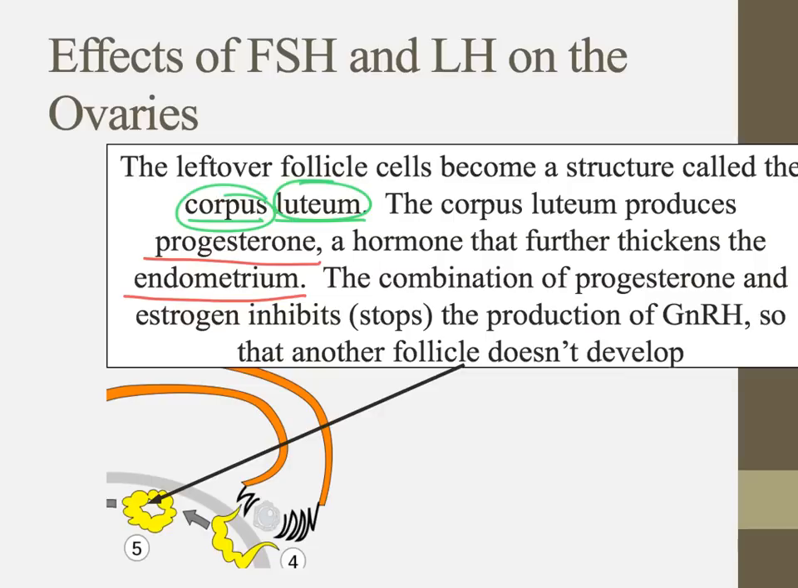The combination of progesterone and estrogen, so we had estrogen from the follicle and progesterone from the corpus luteum, inhibits or stops the production of GnRH. Remember, GnRH triggers the anterior pituitary to produce LH and FSH. But this combination tells it to stop doing that so that a follicle doesn't develop. Basically, we just ovulated. We don't want to start developing another follicle right away.